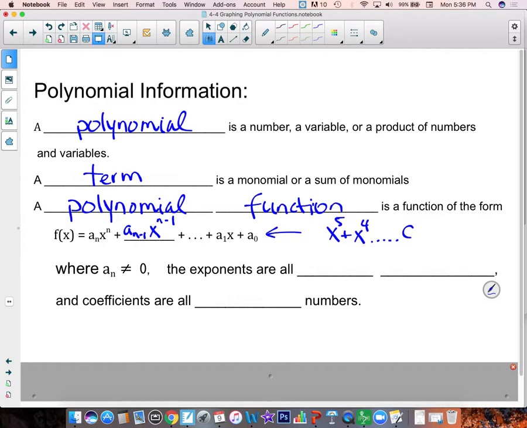Then a sub n cannot be 0, so the number out front cannot be 0, and all exponents are whole numbers. We've talked about this already before. And the coefficients are all real numbers, so you don't want to see any imaginary numbers in there. Make sure you fill in the blank section on that worksheet. Pause the video at any point if you need to, or ask the sub to pause the video if you need time to catch up.